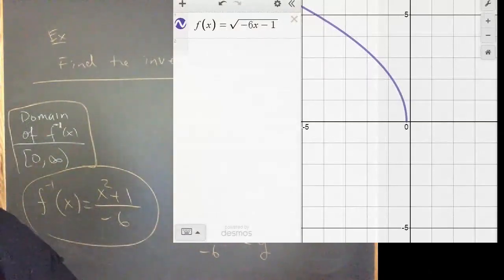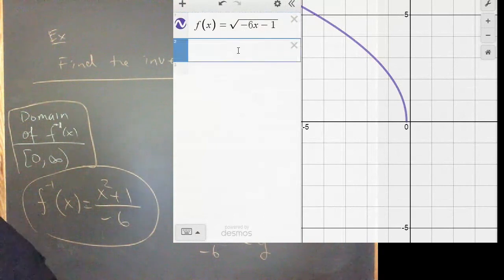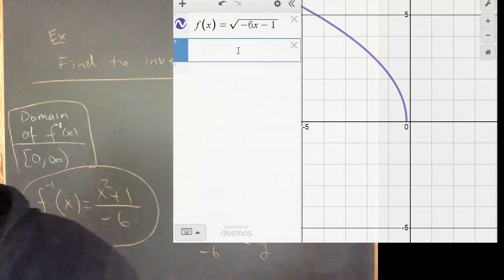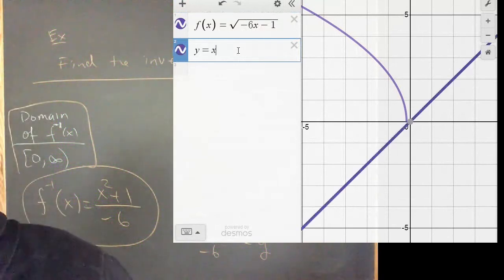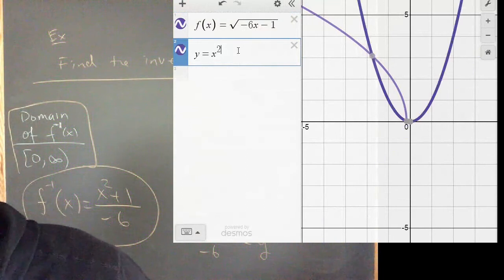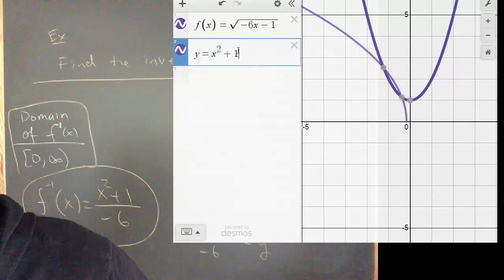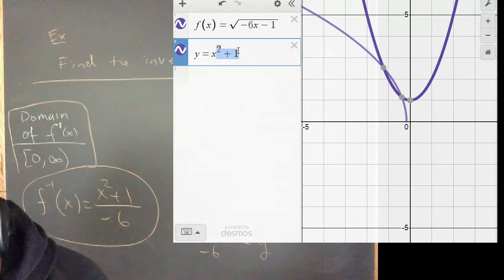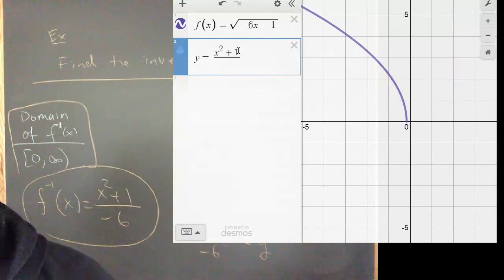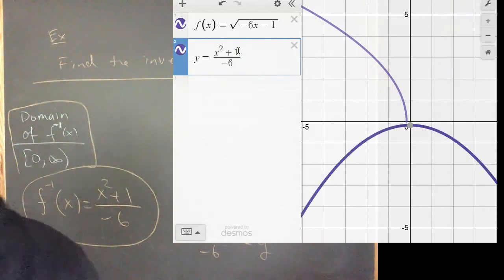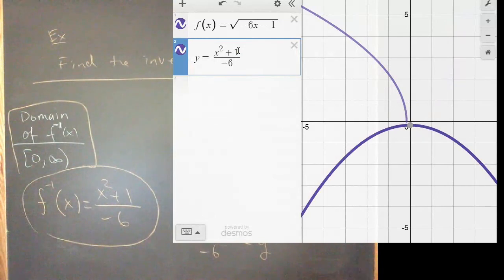So here was that function we were looking at, the negative 6x minus 1. And if we then look at our new formula, which is y equals (x squared plus 1), and then all of that divided by 6, or I'm sorry, negative 6, you get this curve here.